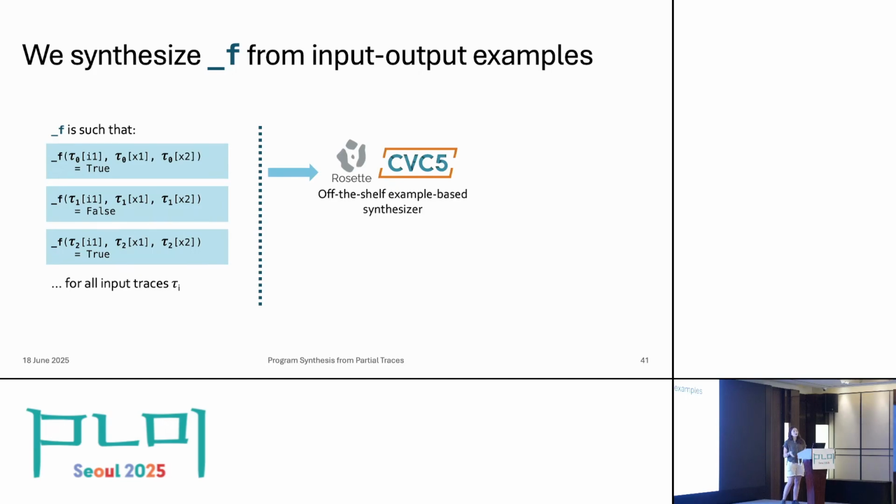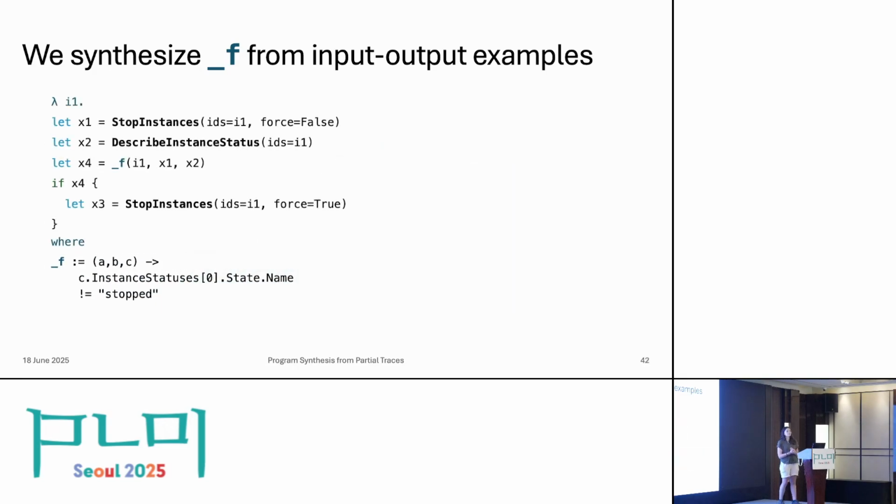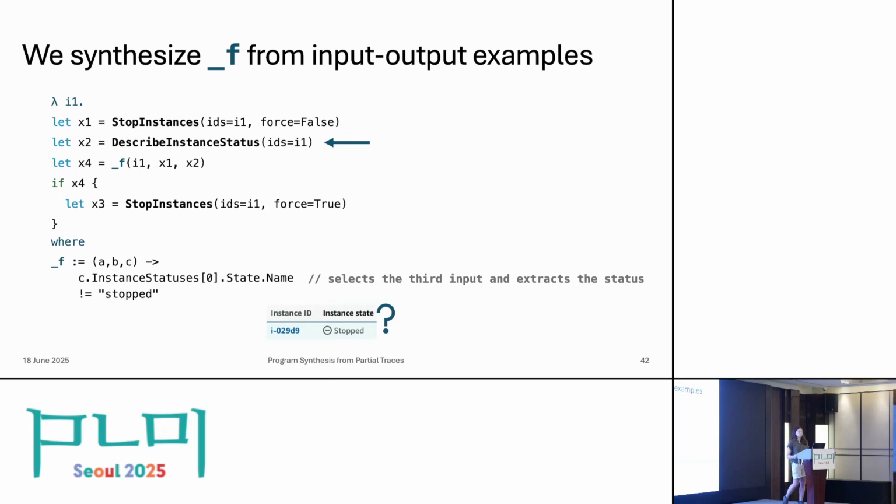So we use an off-the-shelf example-based synthesizer to get an implementation for our function, which it can then plug back into our program, having now a complete program. In this case, the implementation will select the third input to F, which is the output to the describe instance status call. And it will compare that output with the string stopped, which is exactly what I told you we were doing in our task.